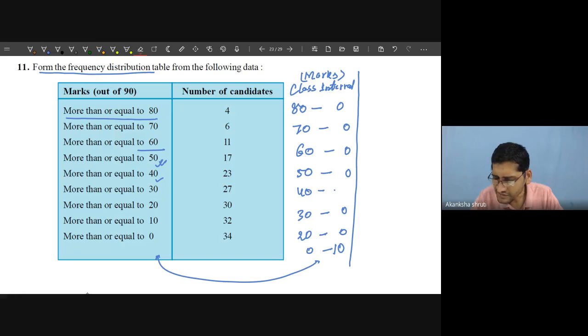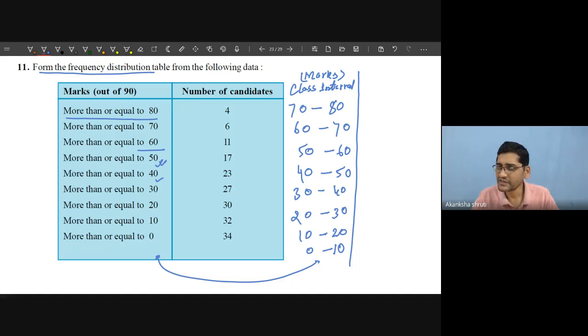Correct it. Just we are changing the position. 0 to 10, 10 to 20, then 20 to 30, then 30 to 40, 40 to 50, 50 to 60, 60 to 70, 70 to 80. Now whether it is correct? Yes?